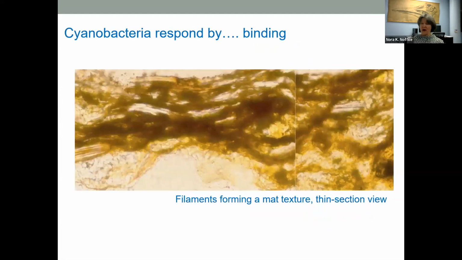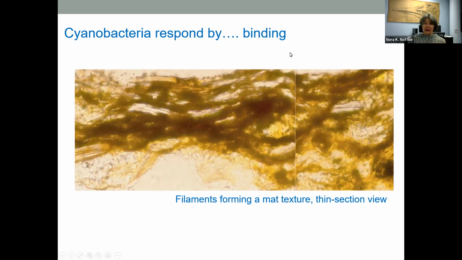What we observe are two things. The first one is binding. This is a vertical section through a microbial mat. You can see here the filaments of microorganisms. They form a network. It looks a little bit like a carpet. And in between, we see some sedimentary grains and EPS and so forth.